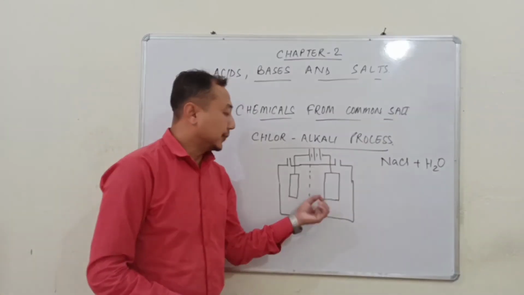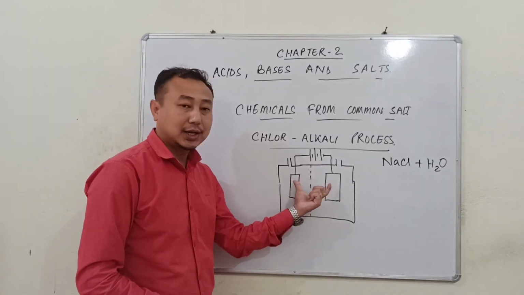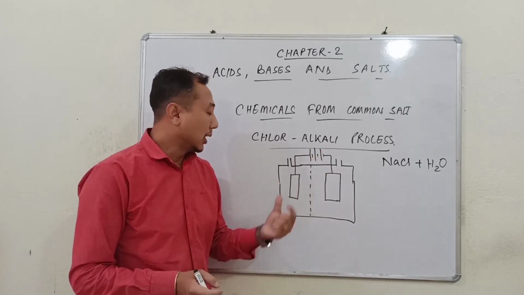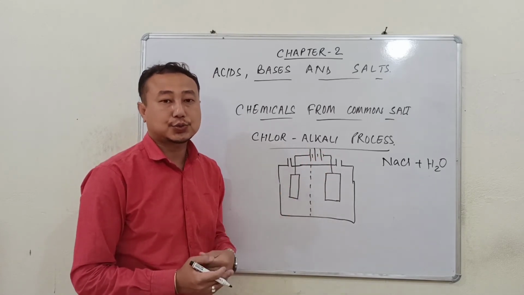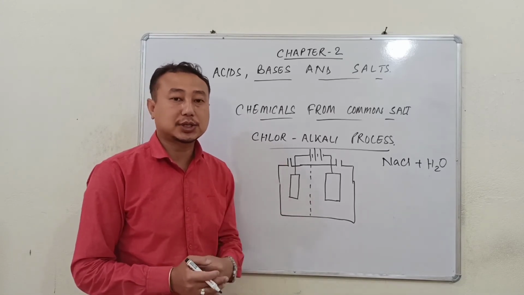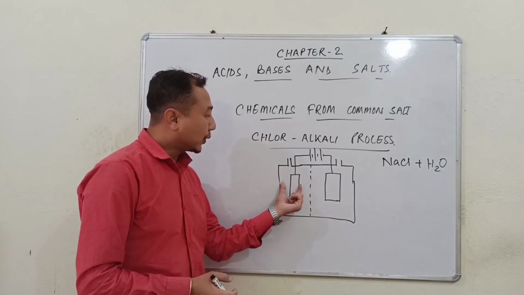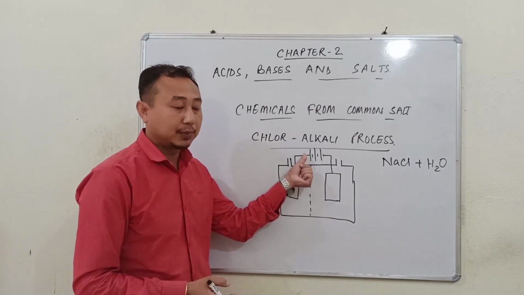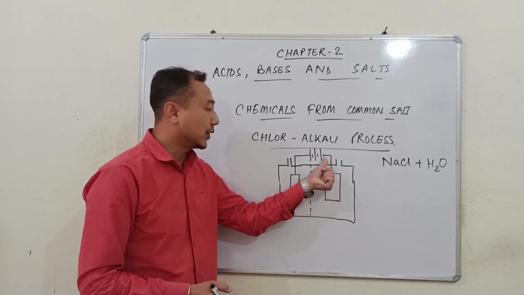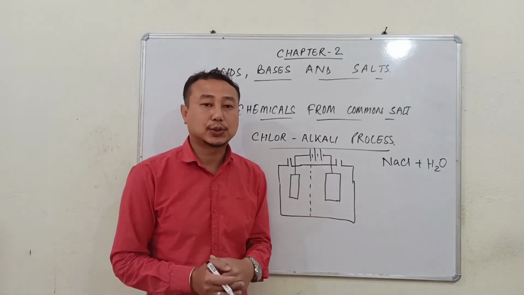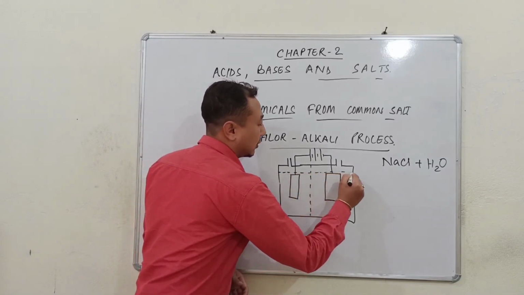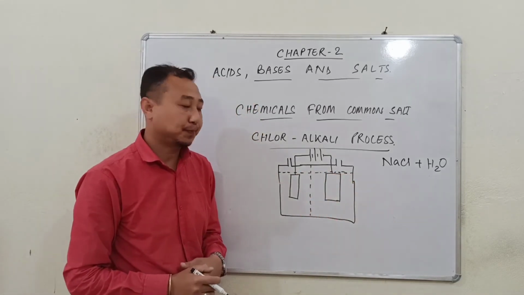In this solution, we are going to dip two electrodes which are connected with the positive and the negative terminal of the battery. The electrodes are rod-like structures or substances which help in transferring electricity to a liquid substance. The electrode which is connected with the positive terminal of the battery is known as the anode, while the other electrode which is connected with the negative terminal of the battery is known as the cathode. So in this container, we are going to put the brine solution.